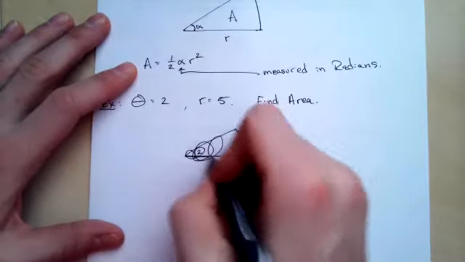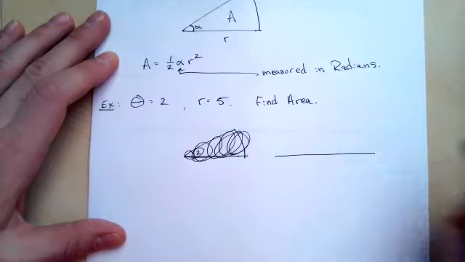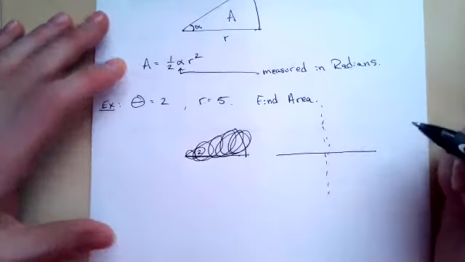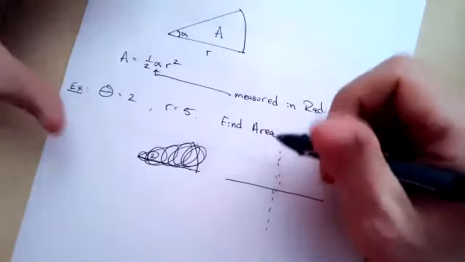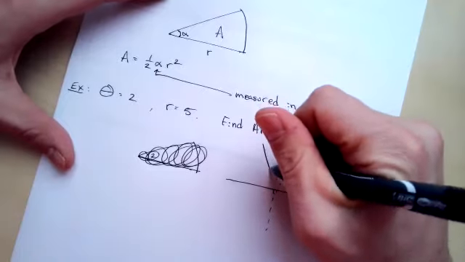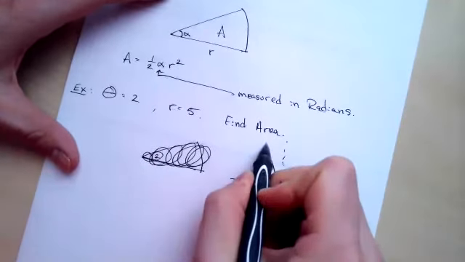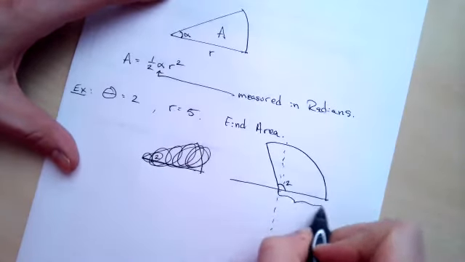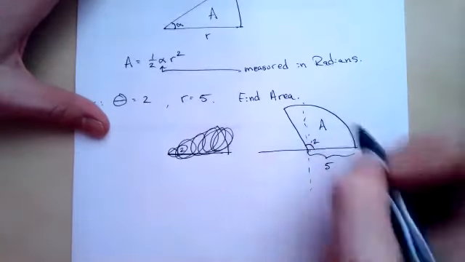I guess let's draw it to scale. How big is 2 radians? Anyone know? I think it's going to be second quadrant. So pi over 2, so it's going to be like 1.6-ish. So maybe 2 radians will be something like here. We've got 2 radians. We've got our arc. We've got our radius of 5. And we want to find the area.